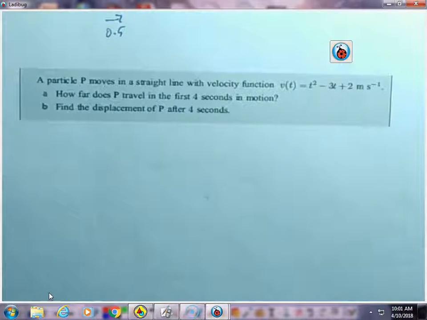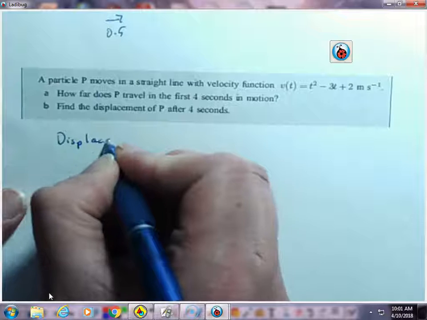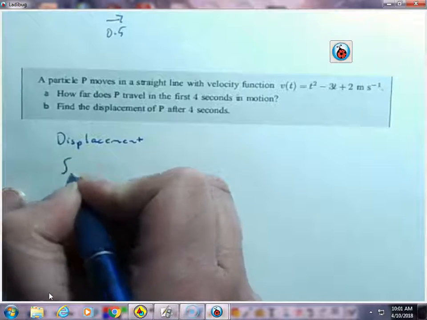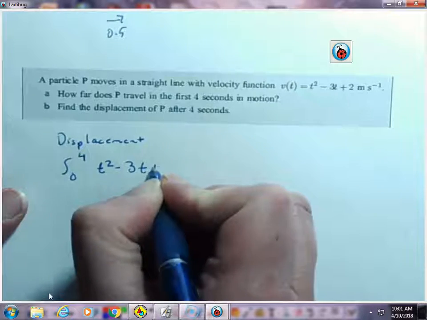Okay, this one I'm going to do without drawing a picture, although we could. It gives me a velocity function. What's different about this velocity function? It is quadratic, okay? It wants to know how far the particle travels in the first 4 seconds and the displacement after the first 4 seconds. Now, here's the thing. Displacement, I already know I can integrate from 0 to 4. Okay? I'm just going to write this down. Displacement, I can integrate from 0 to 4 of this function, and that'll be the answer.